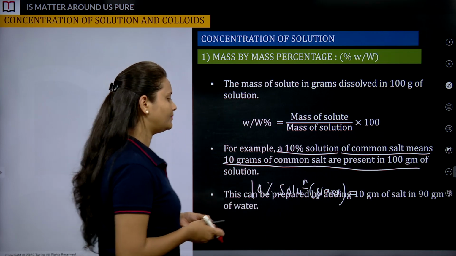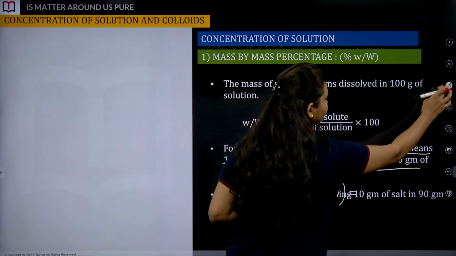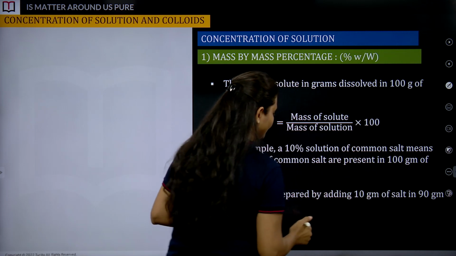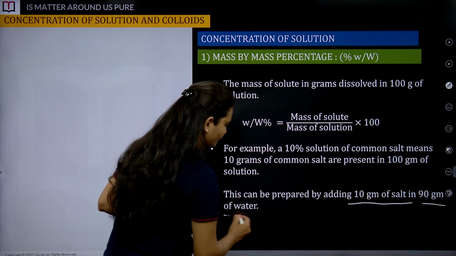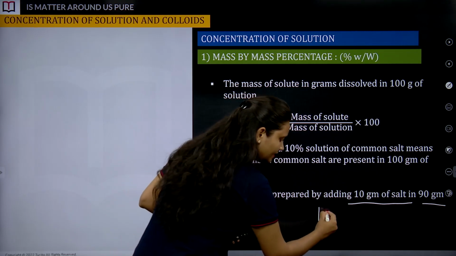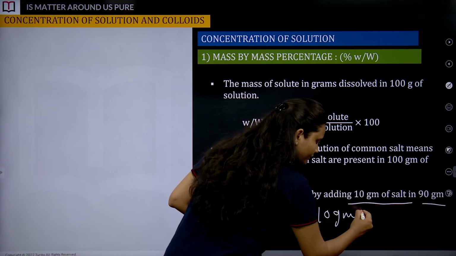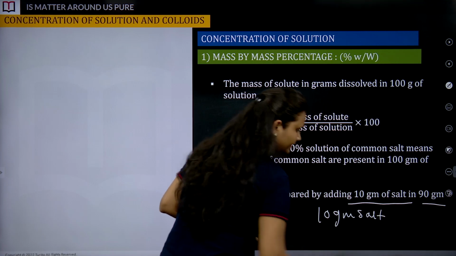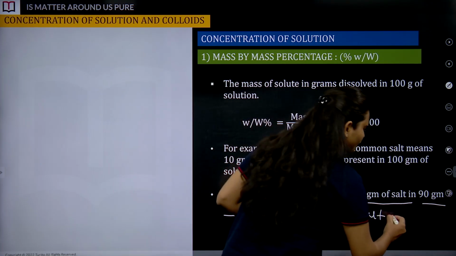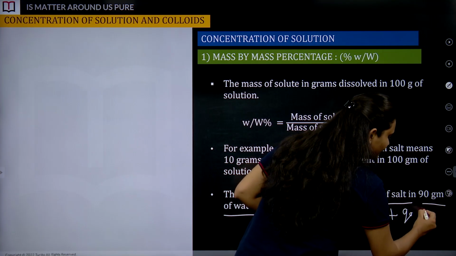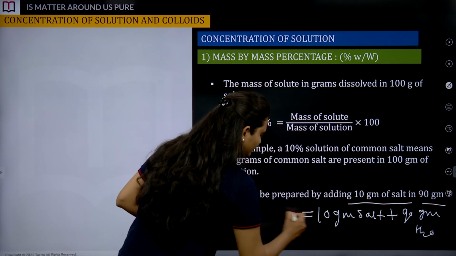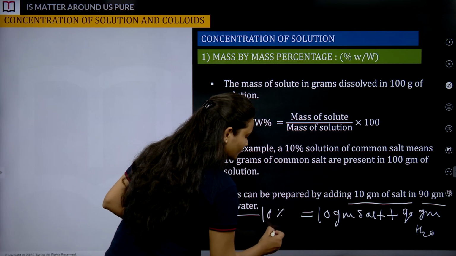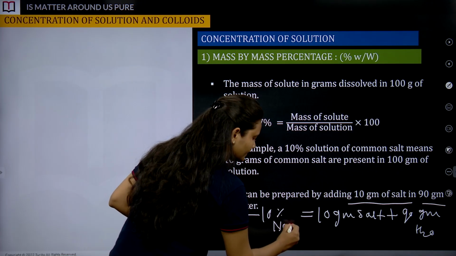You are going to prepare this by adding 10 gram of salt in 90 gram of water. Okay, 10 gram of what? You are going to take 10 gram of salt and you are going to dissolve it in 90 gram of water. Okay, this is going to give you 10% of salt solution, NaCl solution.